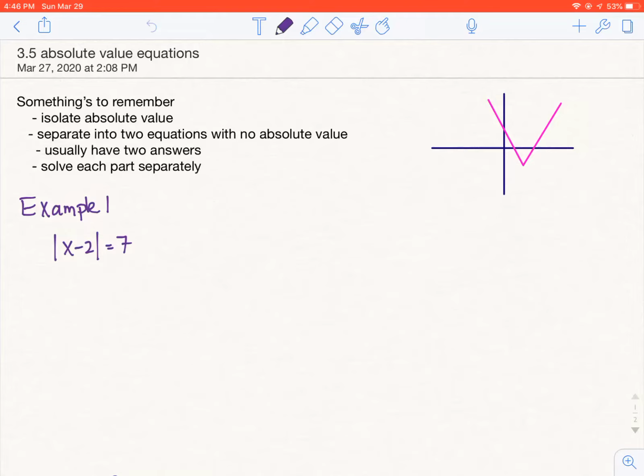Right, so I guess I thought I had done this one, but I only had set it up. Got very confused. So these are absolute value equations.